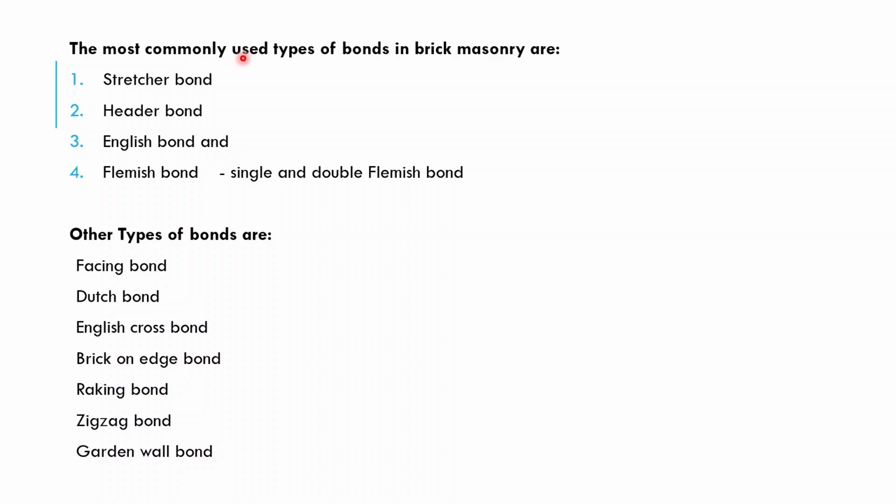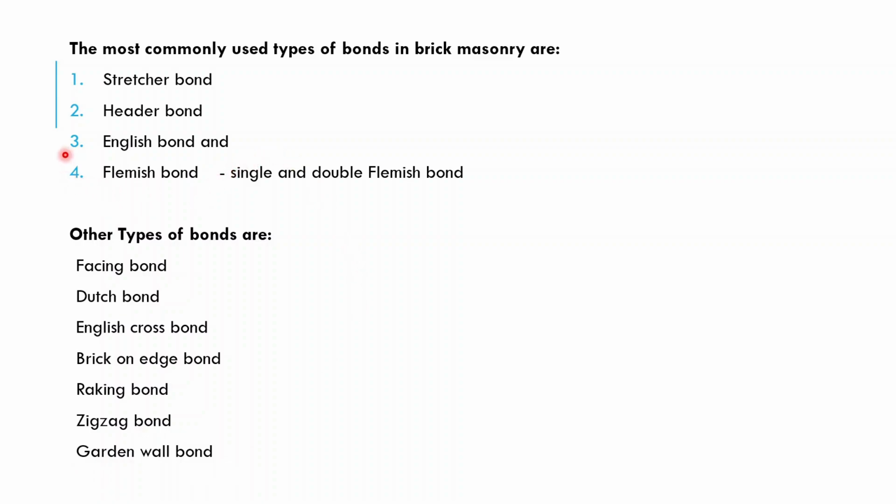In this, we have four major types of bond available to make a good brick masonry work. The first type is the stretcher bond, the second is the header bond, the third is the English bond, and the fourth is the Flemish bond. These four types are the major bonds in brick masonry. We also have other types of bonds, like facing bond, Dutch bond, English cross bond, brick on edge bond, tracking bond, zigzag bond, and garden wall bond.